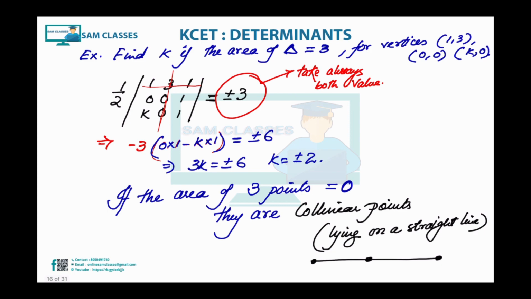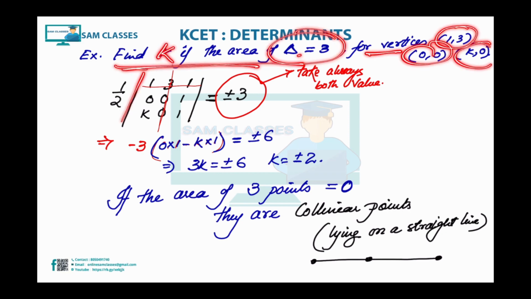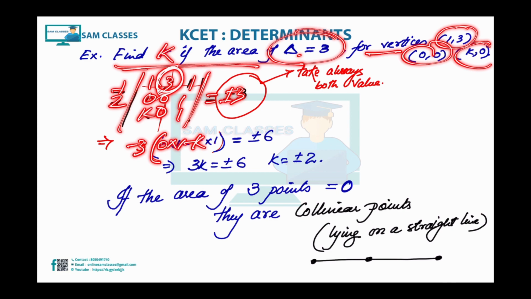Okay, let's say I've taken a question to explain the same thing. Find the value of k if the area is given as 3 and the vertices are given. So I'll just put the matrix method: half of the determinant 1 3 1; 0 0 1; k 0 1, and that is equal to plus minus 3. Okay, so minus 3, I'm expanding along this one. Minus 3 into (0 into 1 minus k into 1). That is equal to plus minus 6. So solve it. Can I send this 2 to this side? That's 6, equal to plus minus 6. So k is equal to what? Divided, plus minus 2. Done.